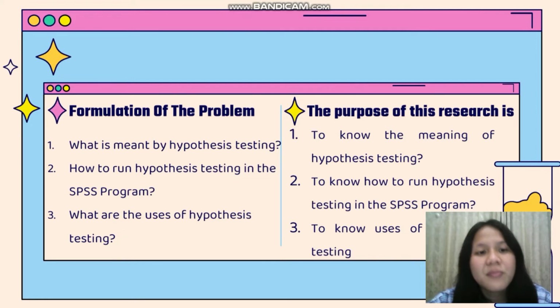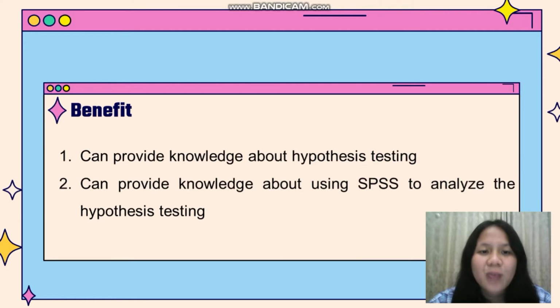Formulation of the problem. First, what is meant by hypothesis testing? Second, how to run hypothesis testing in the SPSS program? Third, what are the uses of hypothesis testing? The purposes of this research are: one, to know the meaning of hypothesis testing; two, to know how to run hypothesis testing in the SPSS program; three, to know the uses of hypothesis testing. Benefits: one, can provide knowledge about hypothesis testing; two, can provide knowledge about using SPSS to analyze hypothesis testing.